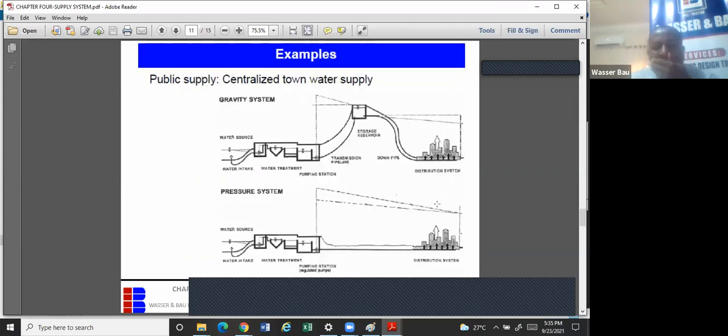Examples. This is an example of a gravity system and a pump system. 99% or 95% of water supply systems are through gravity. Only in a few cases do you have a pump system, due to space or lack of innovation.